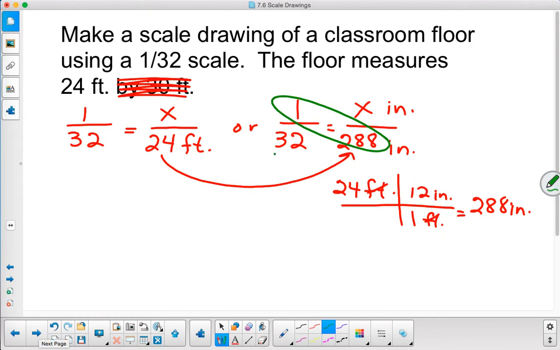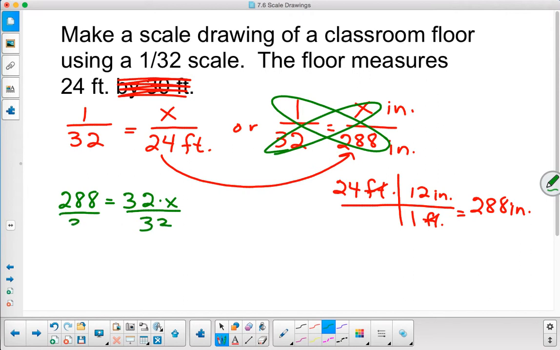Okay, so cross multiply. 1 times 288, so 288 equals 32 times x. Divide by 32. And we get 9. Now since we changed the units, when we do this drawing, it's going to be 9 inches. That's just one side of the rectangle that we need to draw to represent the floor. So we're not done, but we know one direction is 9 inches.